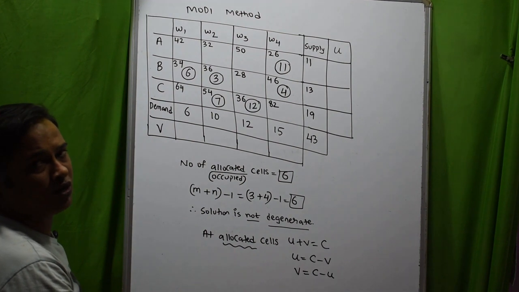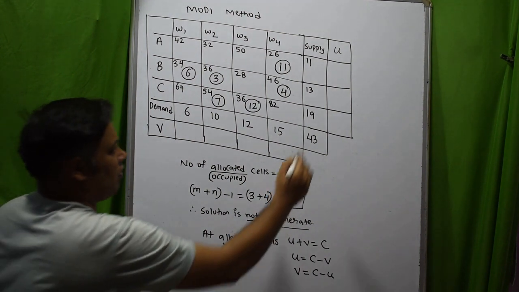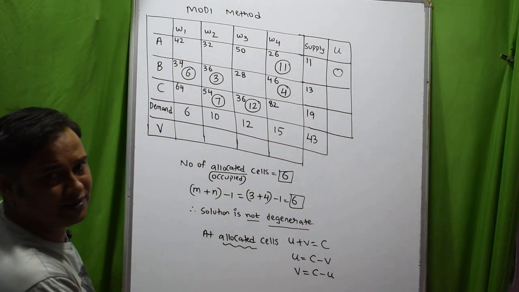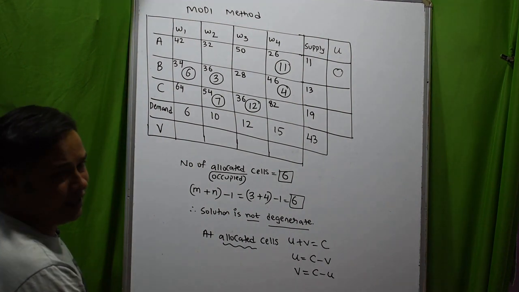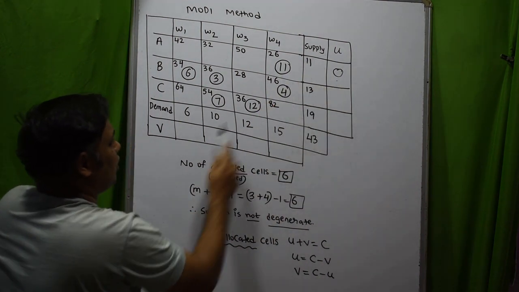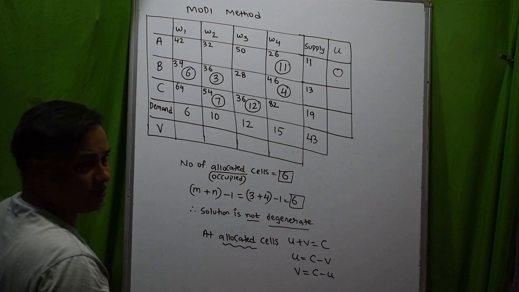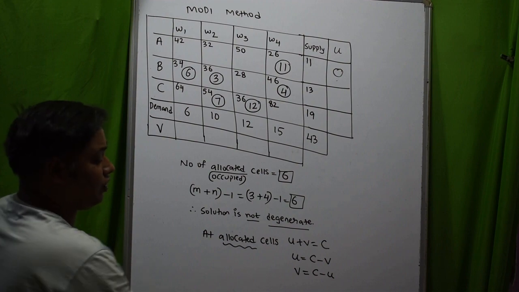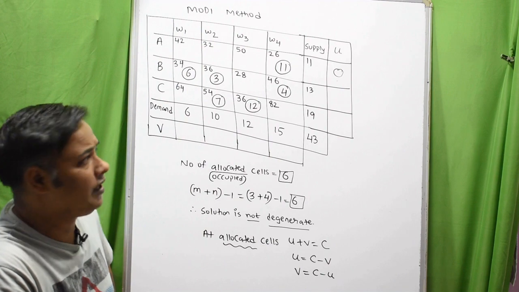Now to get the values of u and v, I need to add an initial value which will always be 0 at the first row. I can add this 0 anywhere, I can take any number on this earth, but taking a 0 will simplify the thing. Now using this 0, I will calculate all the other values of u and v, and the formulas are quite simple. To get the value of v, we have c minus u. To get the values of u, we have c minus v. So let's try to calculate u and v.